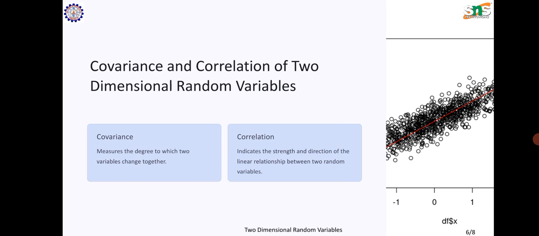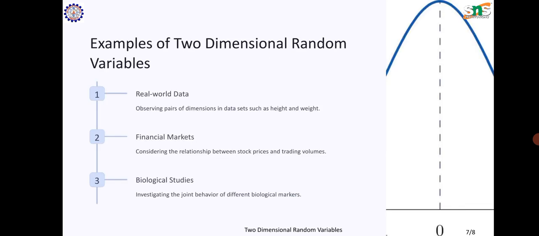Covariance and correlation of two-dimensional random variables. Covariance measures the degree to which two random variables vary together, and correlation indicates the strength and direction of the linear relationship between two-dimensional variables.